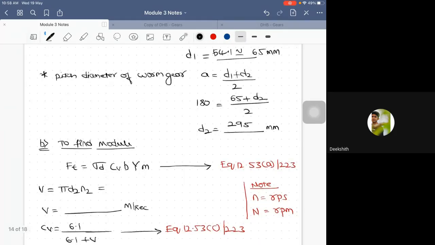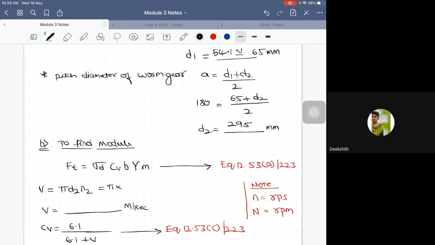Equation number 12.53a in page number 223 says Ft equals sigma d CV b capital Y and M. So from this, you will be calculating M. In order to calculate CV, you require V. For V, you have pi D2 N2. N2 is in rps. If you want capital N2, you can use pi D2 N2 divided by 60. Either of the expressions you can use, it's up to you. Since the textbook has used this particular expression, I'm using it. You'll get the same values, no issue.